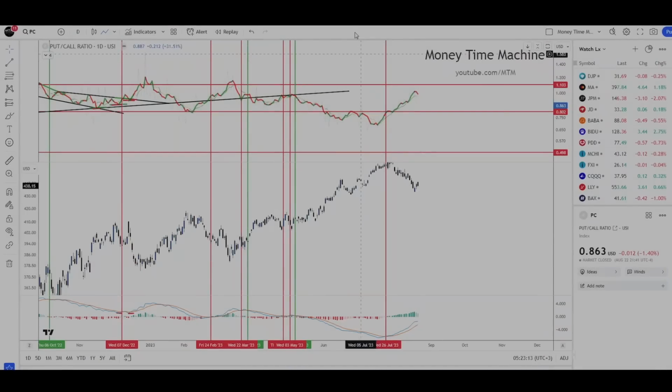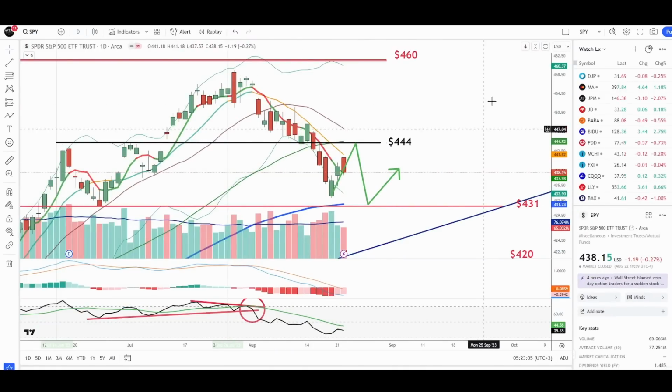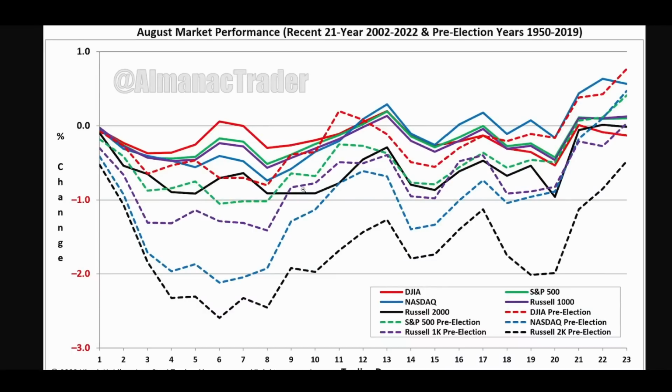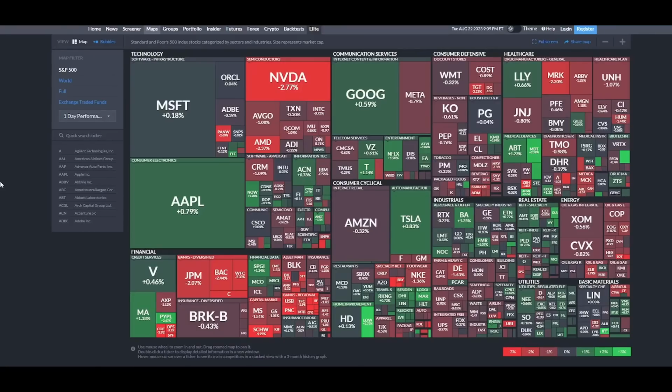So based on the PC, based on the CPC, based on the BPSPX, based on the daily chart, based on the momentum, based on stock market seasonality, what we're looking for is, so let's get right into it, legends. Let's start with the stock market map today.